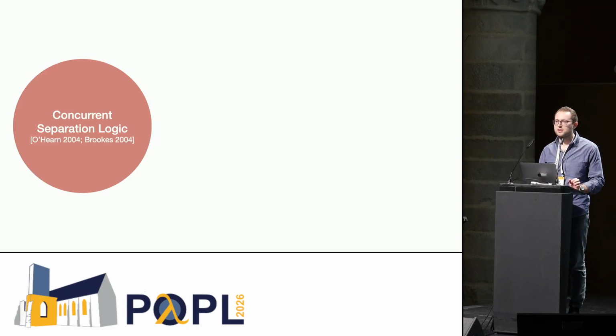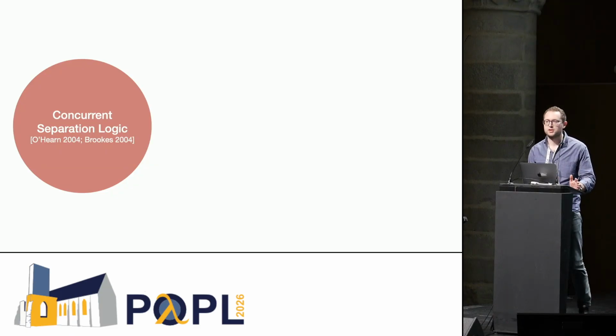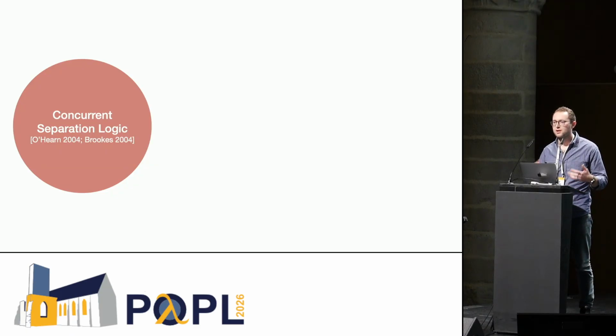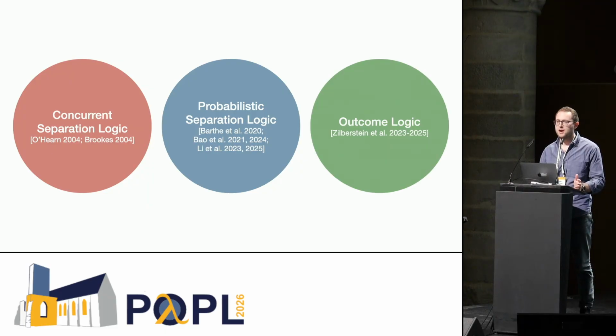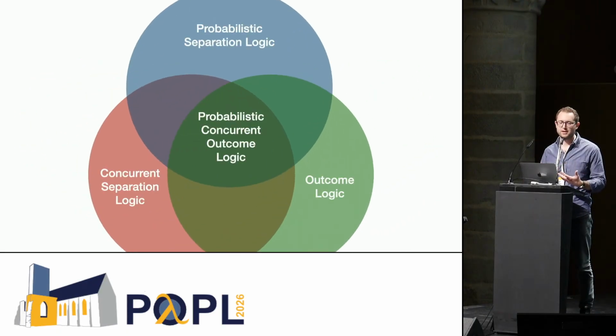So we had a lot of ingredients to work with. The first one is concurrent separation logic, which is the gold standard for compositional reasoning about concurrency. The second one is probabilistic separation logic, which is a slightly newer idea, but it's another compositional technique for reasoning about probabilistic computations. And the third one is outcome logic. So the basic idea of what we're doing in this paper is just putting these three things together, although it's much easier said than done.